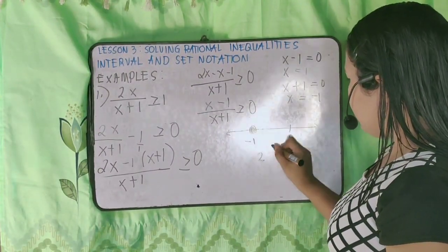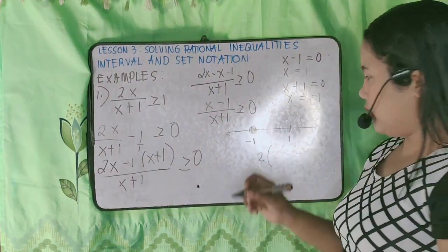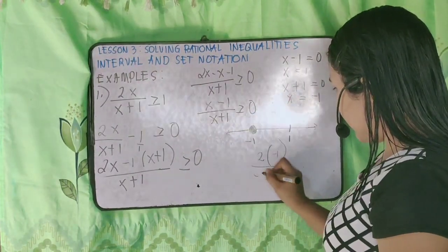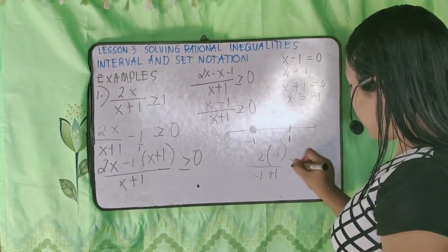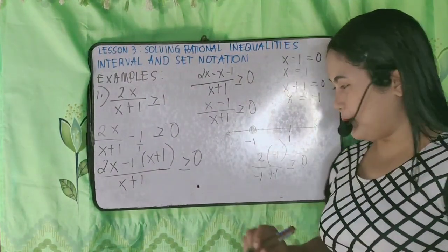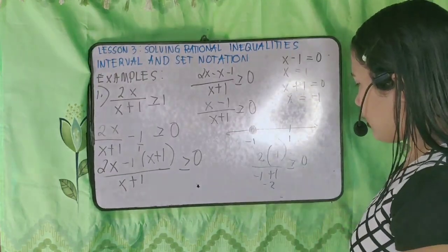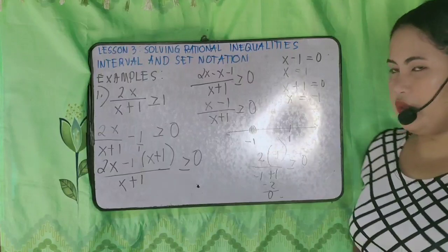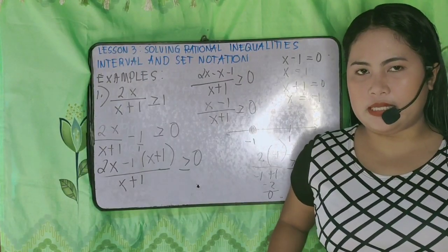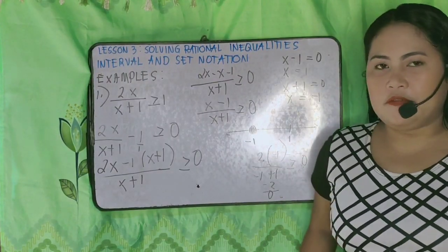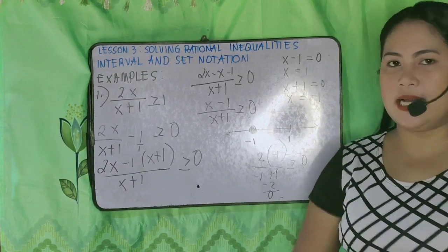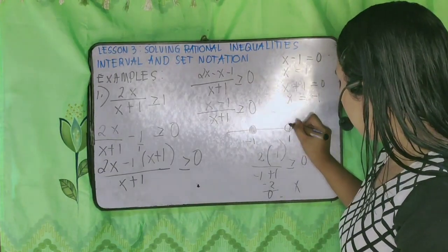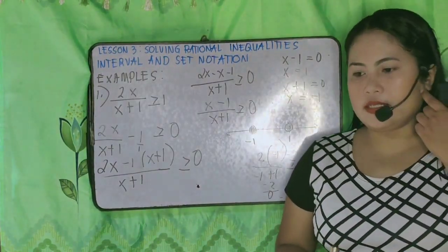Okay, so copy 2. And then, x is substitute by negative 1. And then, also denominator. So, negative 1 plus 1 greater than or equal to 0. So, 2 times negative 1, we have negative 2. And then, negative 1 plus 1, we have 0. So, negative 2 divided by 0, of course, the answer is undefined. So, take note, pag undefined po yung answer, ibig sabihin, hindi po siya kasabay sa solution. So, ibig sabihin, yung negative 1 po dito is hollow circle lang. So, hindi po siya shaded circle. Okay?